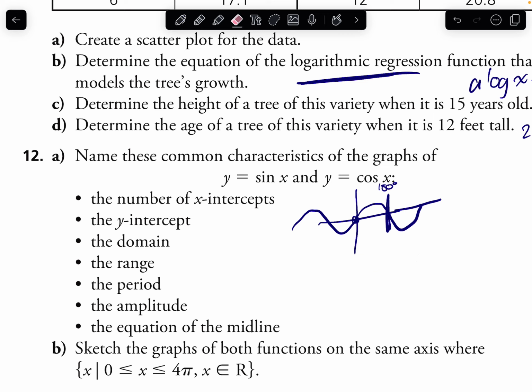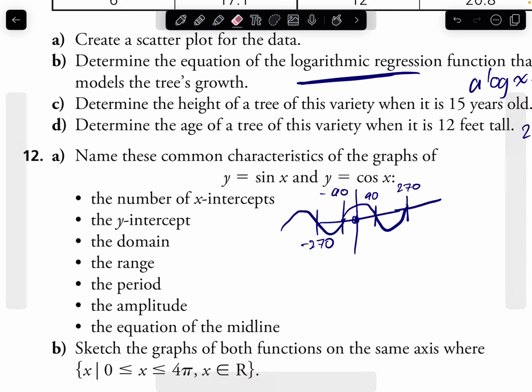And then cosine, literally don't need to redraw anything, it's just, well, okay, wait. There we go, shift this whole thing across, so it's like that. That's 90, and that's negative 90, that's 270. So it just shifts the whole thing across by 90.